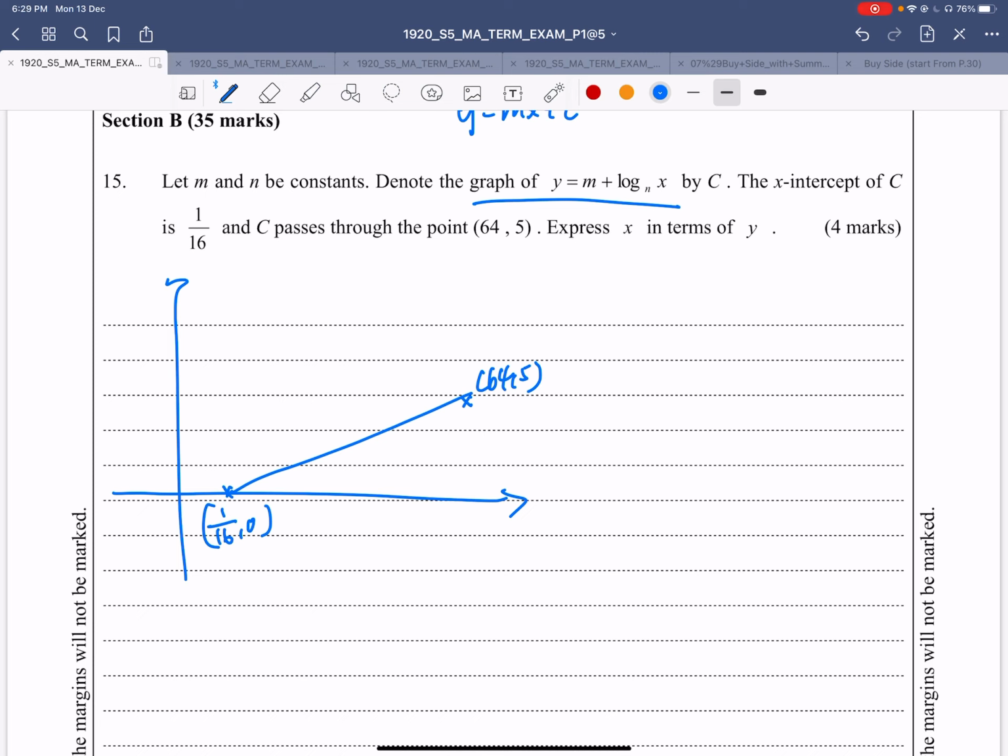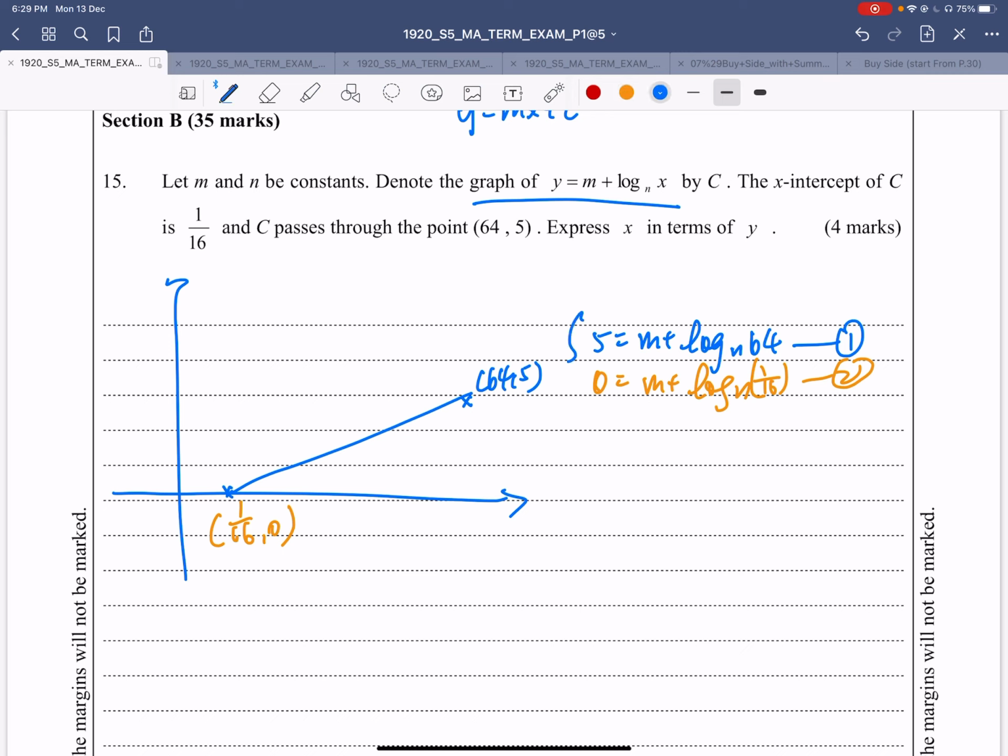So you can see that 5 equals m plus log n 64. You can automatically formulate the first equation. This will be the first point, let me use blue, and the second point, let me use orange. It will be (1/16, 0). So the second point will be 0 equals m plus log n 1/16. This is the second equation, okay?